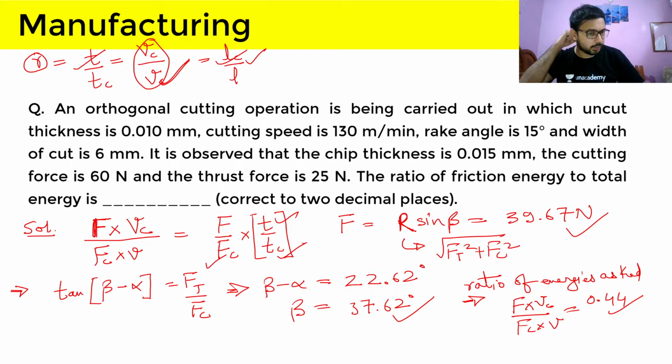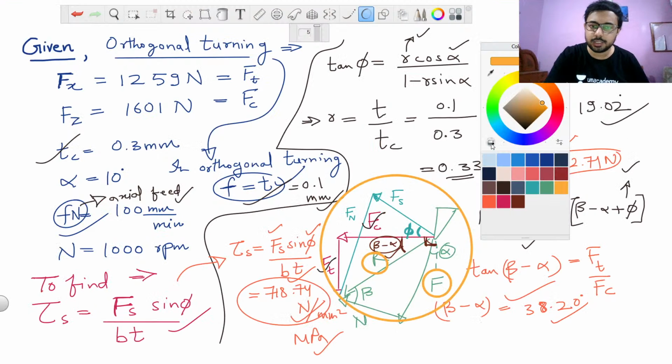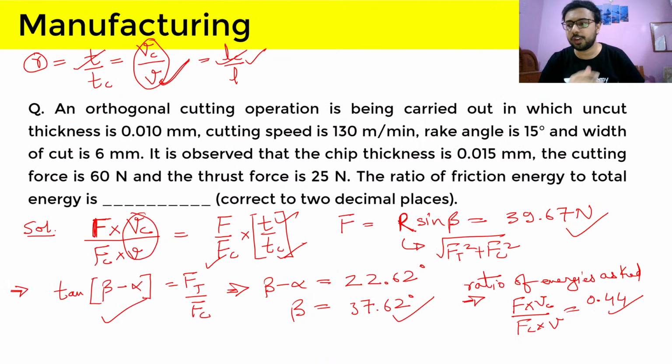So what you need to remember here is that first of all you can use these three equations, these three ratios, interchangeably. Tan beta minus alpha is equal to Ft by Fc, and also F is equal to R sine beta. We have used this after seeing this Merchant circle that you can see in the yellow or golden circle. Here in this Merchant circle, you can find the frictional force simply by the geometry. You don't need to remember something extra.